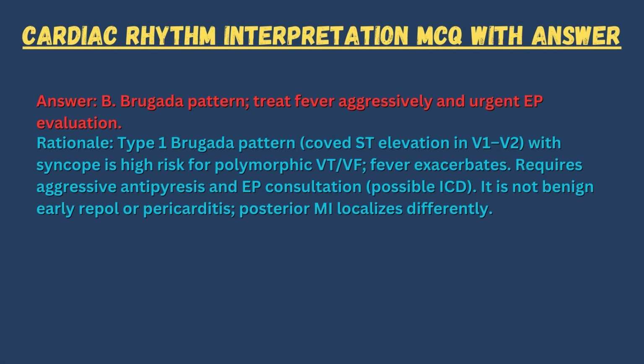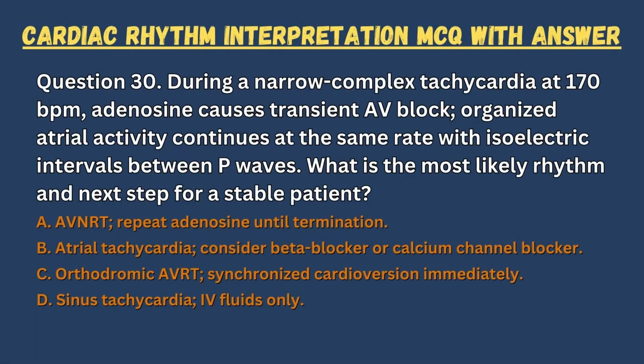Answer: B. Brugada pattern, treat fever aggressively and urgent EP evaluation. Rationale: type 1 Brugada pattern, coved ST elevation in V1, V2, with syncope is high risk for polymorphic VT over VF. Fever exacerbates. Requires aggressive antipyresis and EP consultation, possible ICD. It is not benign early repolarization or pericarditis. Posterior MI localizes differently.